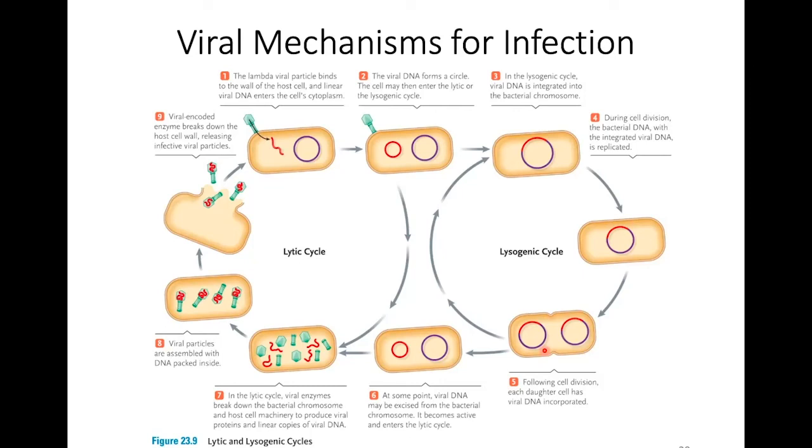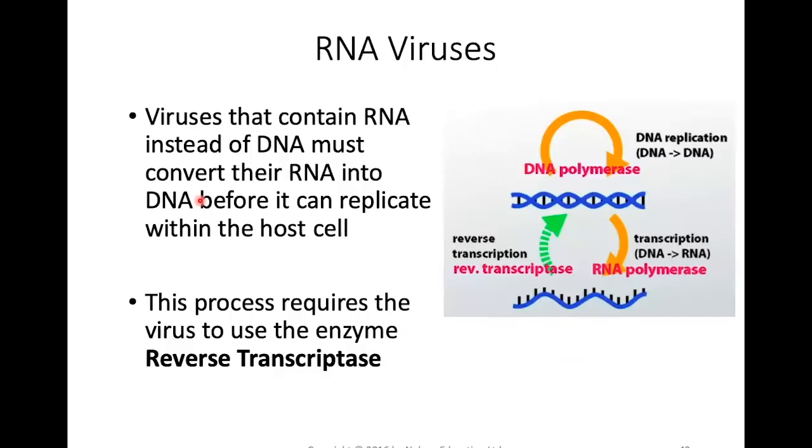The T lymphocytes are eventually going to be capable of detecting changes. But by that point, typically the virus has already broken down the cell and destroyed it. Now, as I mentioned, we can have RNA viruses and we can also have DNA viruses. Viruses that contain RNA instead of DNA have to convert that single-stranded RNA molecule into a double-stranded DNA molecule before it can replicate within the host cell.